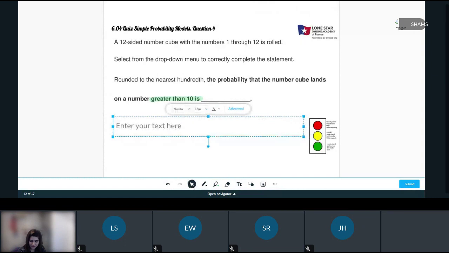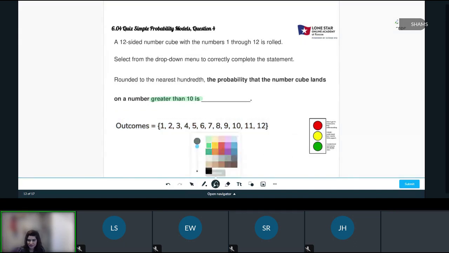We write down the outcomes. All outcomes. Let's write down all our outcomes. Outcomes on a number cube are 1 through 12. And these are the outcomes on the number cube. We want numbers that are greater than 10. Numbers that are greater than 10. 11 and 12. Shamir, you are absolutely correct.